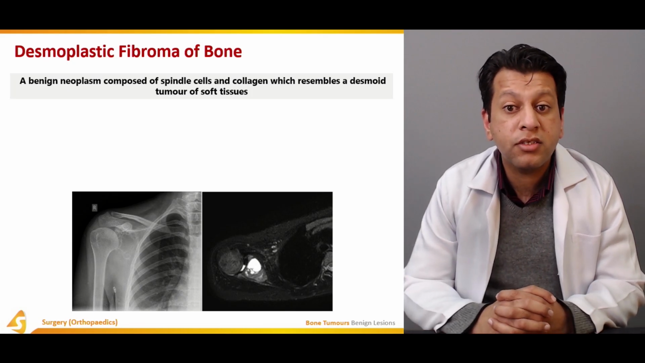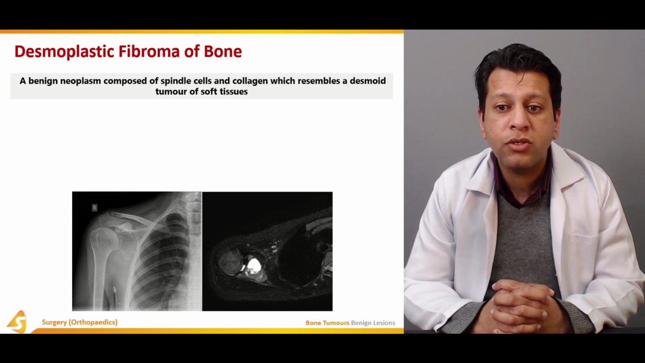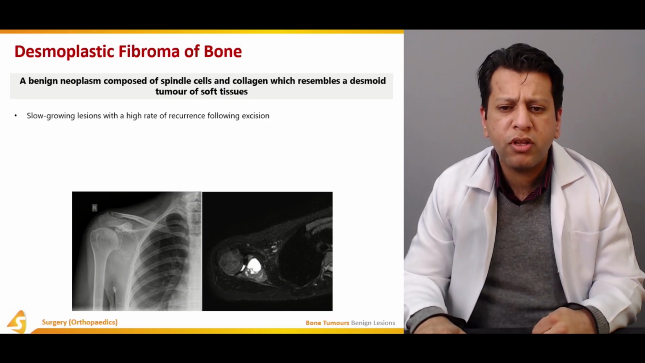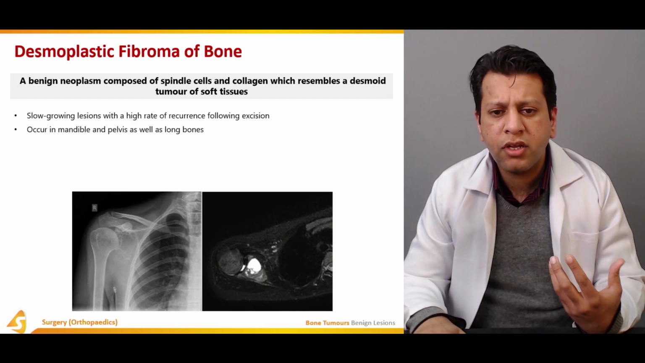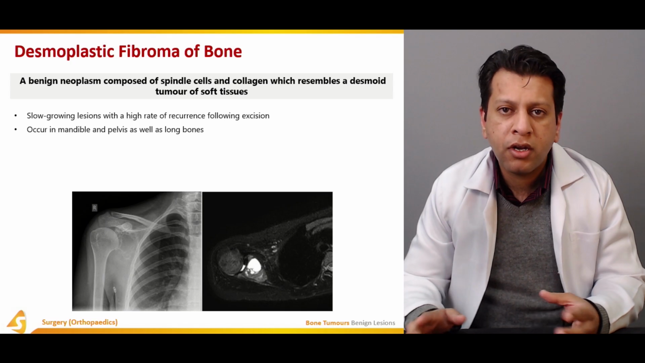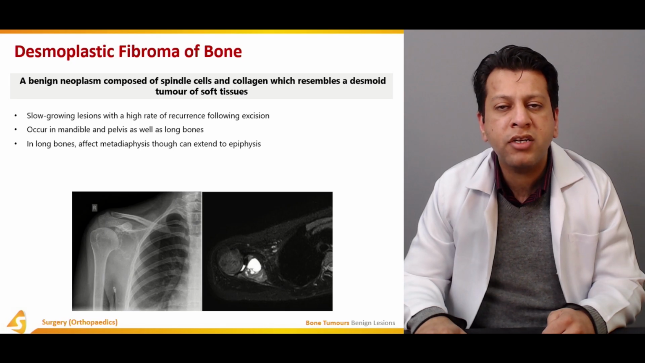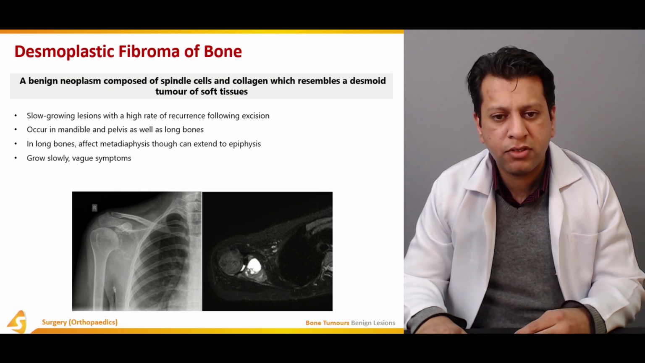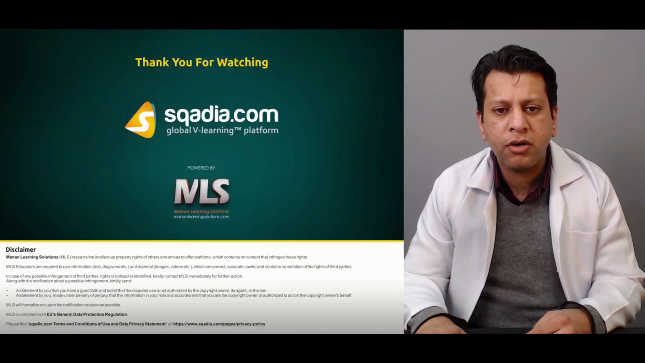The next is desmoplastic fibroma of the bone, a benign neoplasm composed of spindle cells and collagen, which resembles a desmoid tumor of the soft tissue. It's a slow-growing lesion with a high rate of recurrence following excision. Usually it's in the facial area, the mandible and pelvis, and the long bones, but mainly it has a predilection for membranous bones. In long bones, it usually affects the metaphysis to diaphysis, but can extend into the epiphysis as well. It grows slowly, usually with symptoms, and is treated by en bloc resection and curettage.